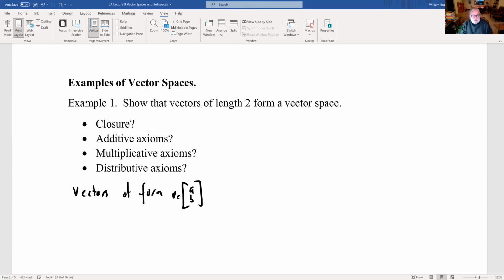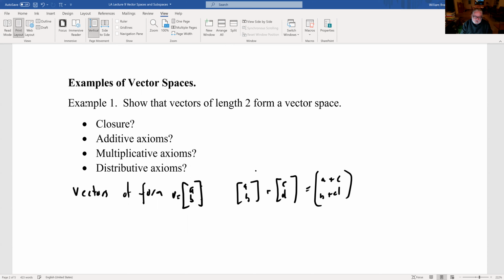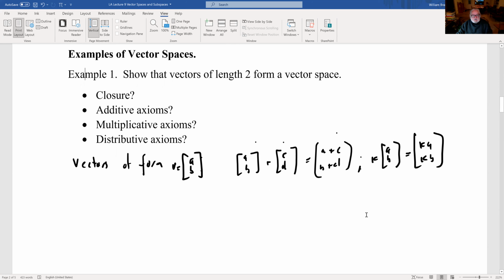Right, length 2, right, 2 coordinates. Closure: (a, b) plus (c, d) equals (a plus c, b plus d). So I can add 2 vectors of this form and I'll get another vector of that form. The other closure was if I have a constant times a vector, how is that defined? Well, we multiply each component by the constant, and that gives me my vector, and that's also a vector. So constant times a vector gives me a vector.